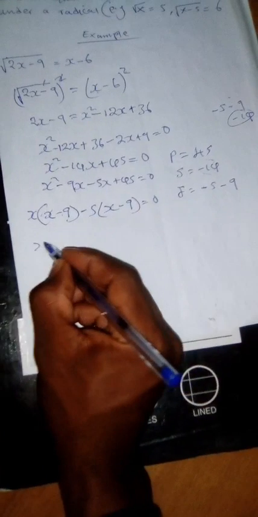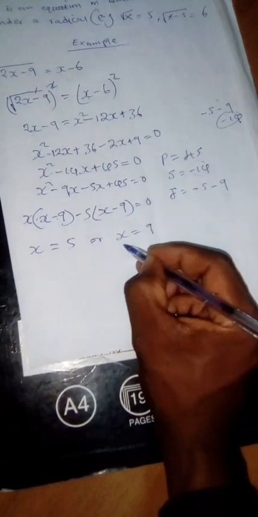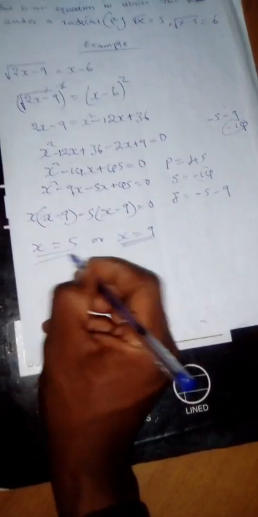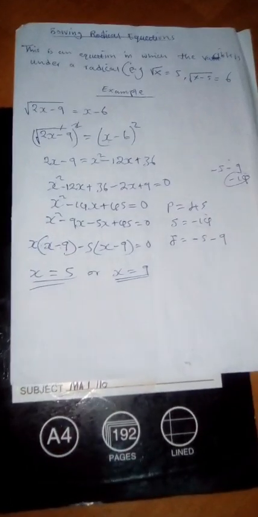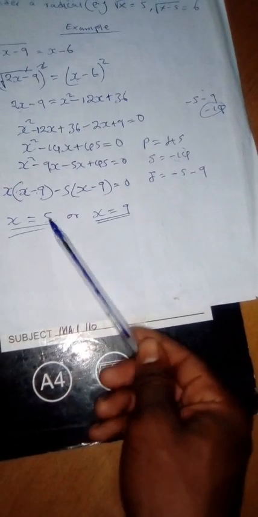We pick one factor at a time. So x equals 5 or x equals 9. But this is not our final answer. Now we have to check. We go to the last stage, which says check all the solutions for extraneous solutions, meaning we have to check which one is not a solution and which one is the solution. I'm going to check them separately.